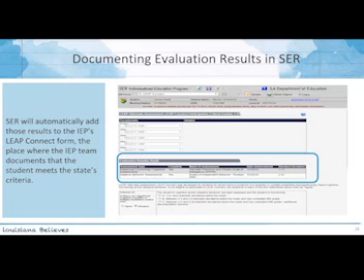Once the information on the evaluation link is added, SIR will automatically add these results to the IEP's LEAP Connect form. This is the place where the IEP team documents that the student meets the state's alternate assessment eligibility criteria. On this screenshot, you can see how it looks. It will appear right before the checklist for Criterion 1. These evaluation scores will help IEP teams determine if the student meets eligibility Criterion 1 based on standard deviation scores for cognitive functioning, and when necessary, adaptive behavior.